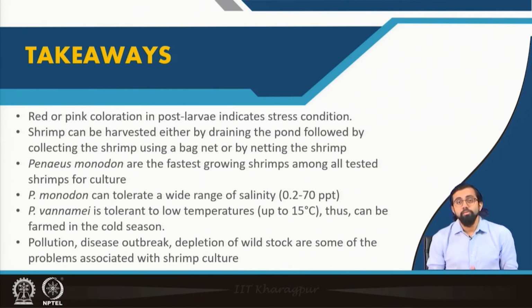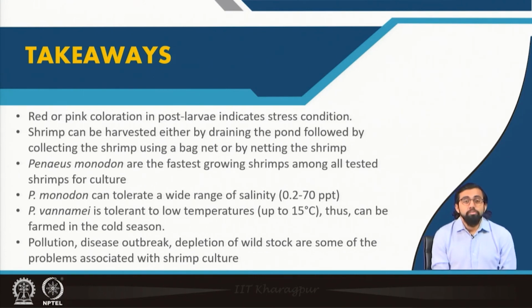Shrimp can be harvested either by draining the pond and collecting the shrimps using a bag net, or by simply netting the shrimp from the pond itself. Penaeus monodon is the fastest growing shrimp among all tested shrimps for culture in the Indian context, and it can tolerate a wide range of salinity, whereas Penaeus vannamei can tolerate very low temperature and can be farmed in the cold season as well.